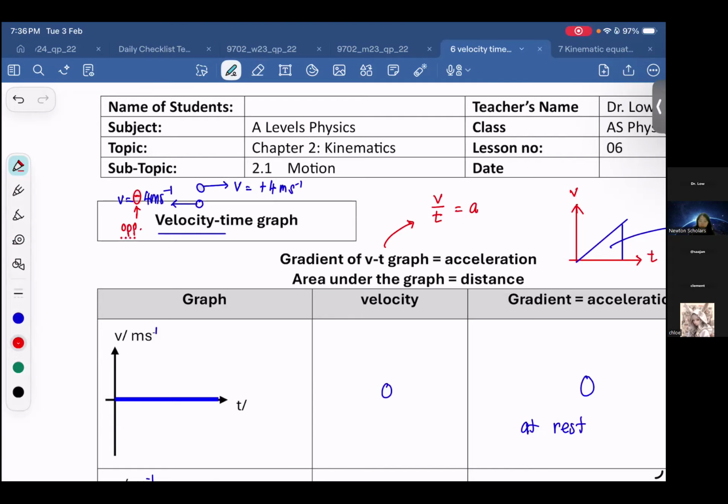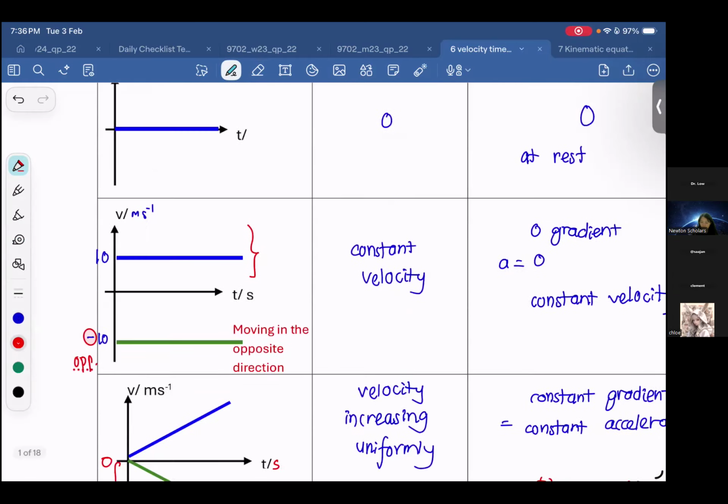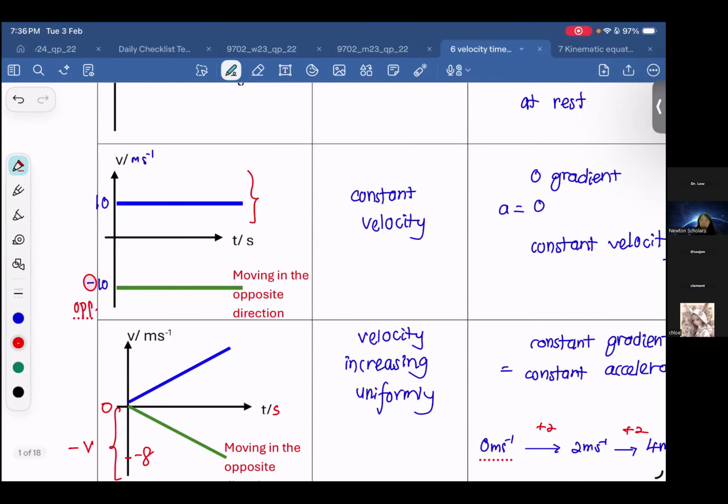So when we plot the graph, if we found that the green color here is negative 10 meter per second, what does it mean? It means the object is moving with a speed of 10 meter per second, but the negative shows that it is moving backwards, or in the opposite direction compared to the starting motion. So for these two, the motion is the same, just in the opposite direction.